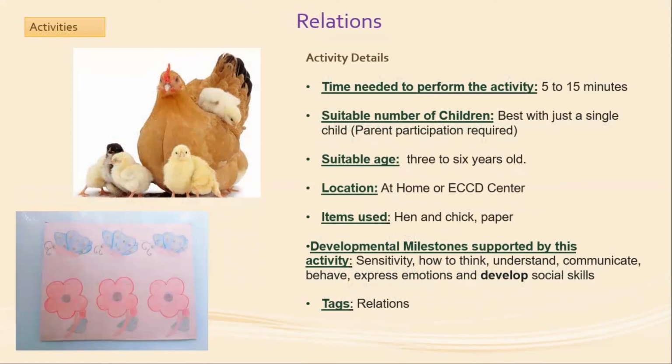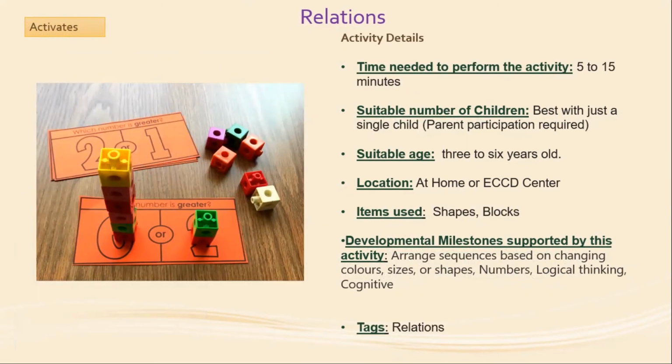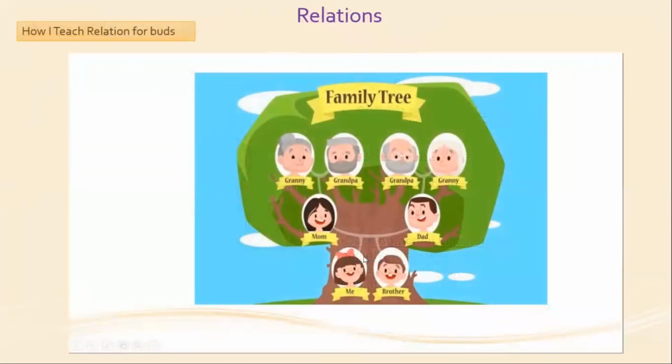My third activity is about possession. I'm taking them to a farm and talk about relations in animals such as hen and chick. Fourth activity is about comparisons. I'm giving building blocks to make some buildings and different sizes of skyscrapers. So I teach them about short and tall from this activity. This is how I engage my students.